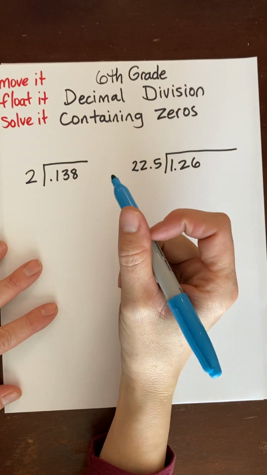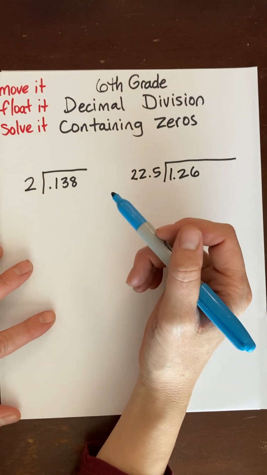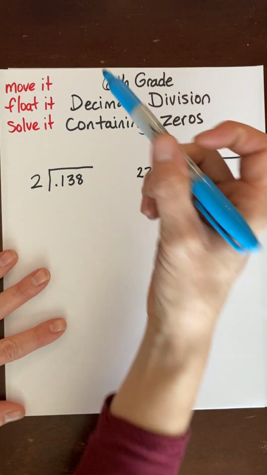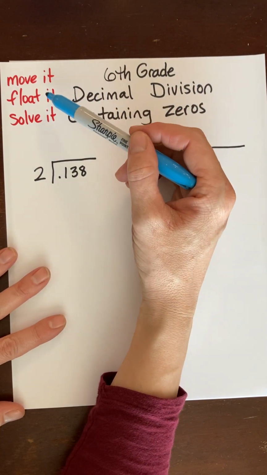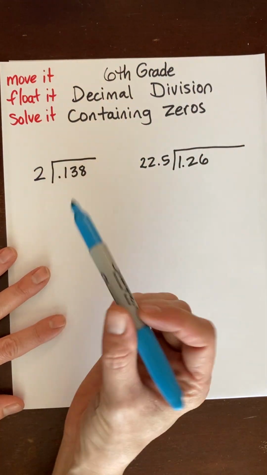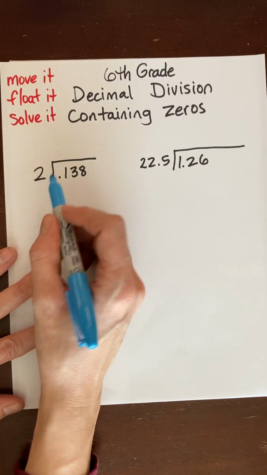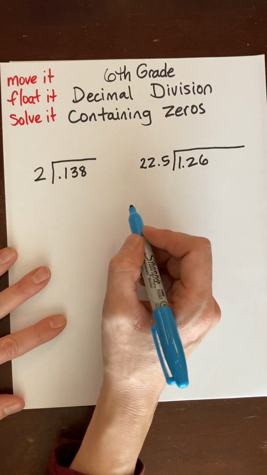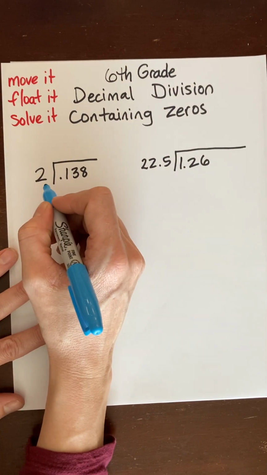All right, let's do some decimal division where the answer is going to contain some zeros after the decimal place. A phrase we like to use in class is move it, float it, and solve it. We're referring to the decimal place. Move it if it's in the divisor, then we float it up to the top, and then we solve it, okay?